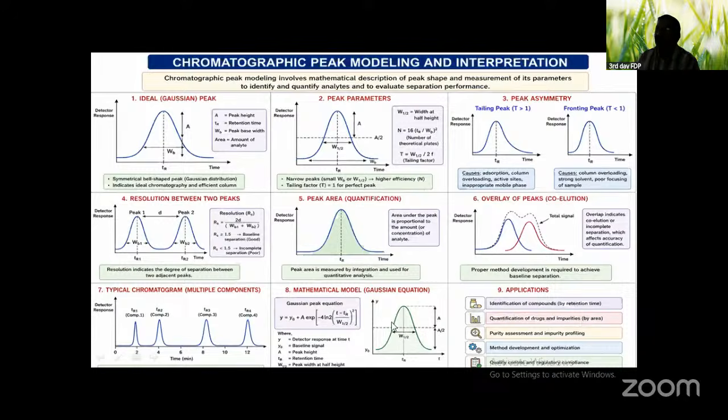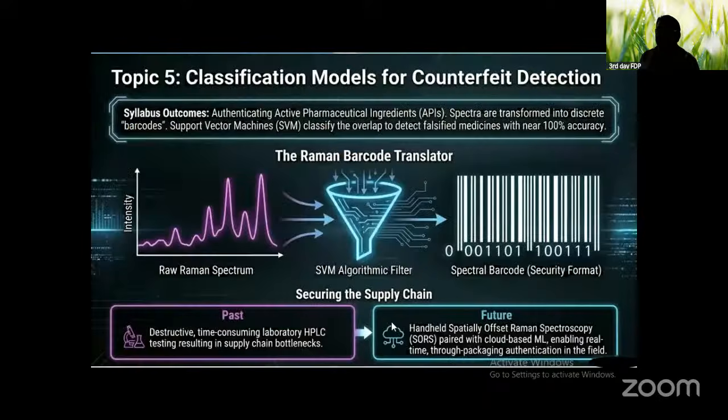Similarly, coming to the applications of this topic: identification of the compounds on the basis of the retention time, quantification of the drugs and impurities by area, area meaning peak area. Third is purity assessment and impurity profiling, and method development and optimization. The final application is quality control and regulatory compliance.